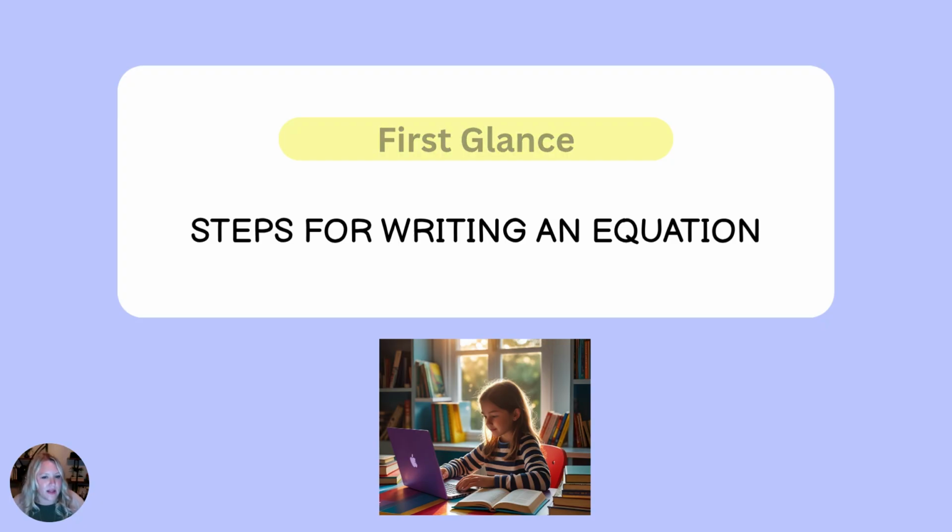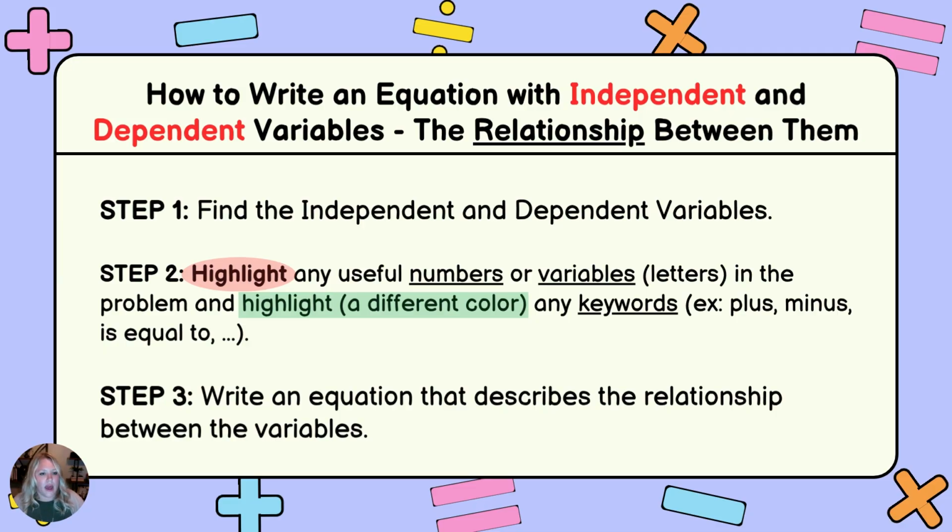So here's a first glance at steps for writing an equation, because ideally at the end of this lesson, we want to be able to write an equation to represent the relationship between those two different types of variables. We're going to go over the first step right now. How to write an equation with independent and dependent variables, the relationship between them. Step one, find the independent and dependent variables. Okay, so let's start with that.